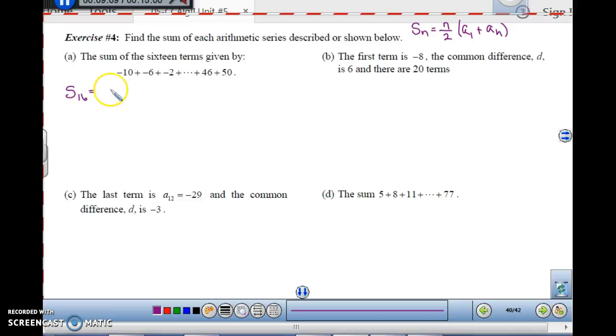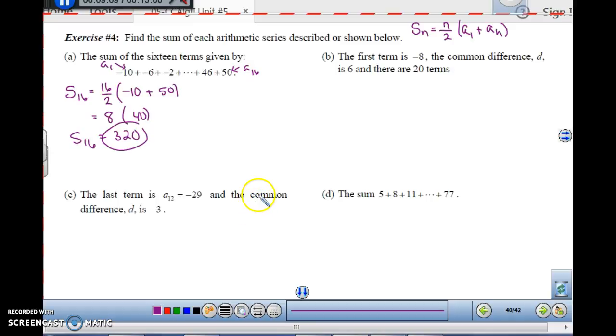Okay, so the sum of the 16 terms, so S of 16. So n is going to be 16, so it's 16 divided by 2. The first term is going to be negative 10, and the last term is going to be 50. So this is a1, this is a16. Okay, and there would be 8 pairs. Negative 10 plus 50 is 40. So S of 16 is equal to 320. So the sum of those numbers, if you had all 16 terms, would add up to 320.